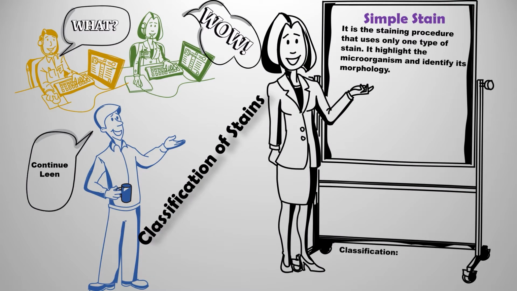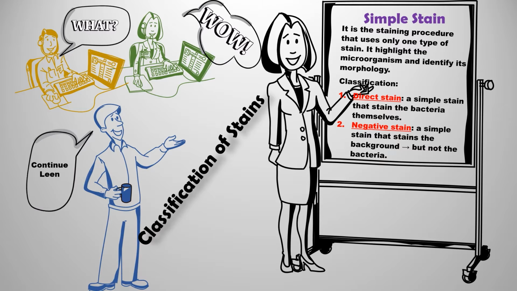We have different types of stains in bacteriology, and they could be classified depending on how many dyes we use in each process, and also how we use the dye. So we can say that we have two types of stains, a simple stain or direct stain and a negative stain. When we say a direct stain, that means the dye actually colors the bacterial cell. The bacterial cell itself becomes colored.